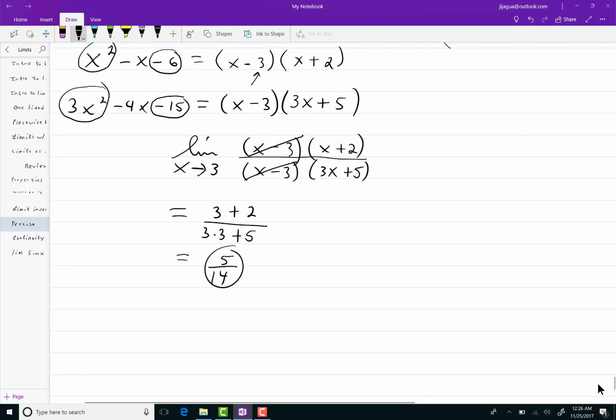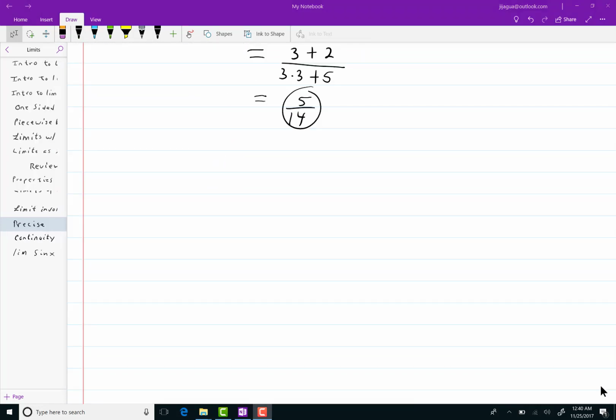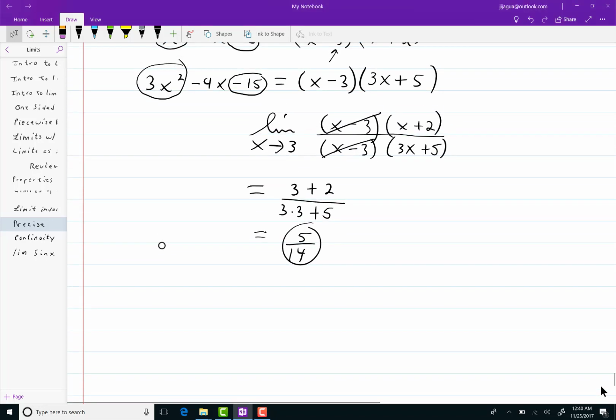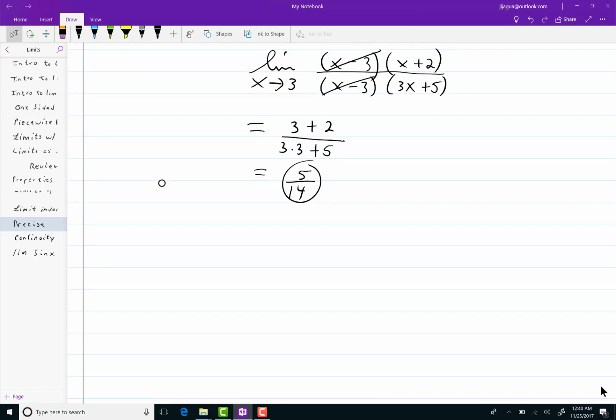Another thing I want you to look at in the same problem. Tell me what this limit is. Check out this example of what was left over after the x minus 3's were canceled: the x plus 2 over the 3x plus 5. I would like to look at the limit as x goes to negative 5/3 of x plus 2 divided by 3x plus 5.